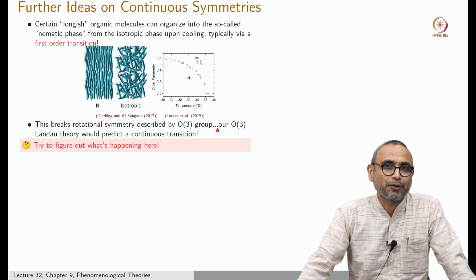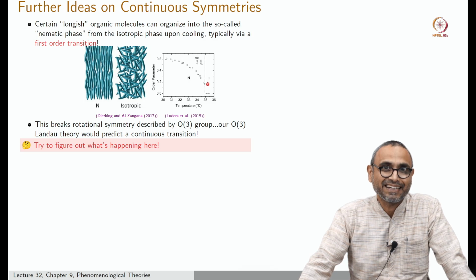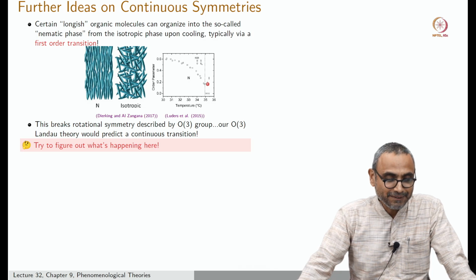So it's a good time for you to pause the video and try to see whether you can crack this problem yourself. How can we get a first order transition generically? Okay, so I'm going to proceed.